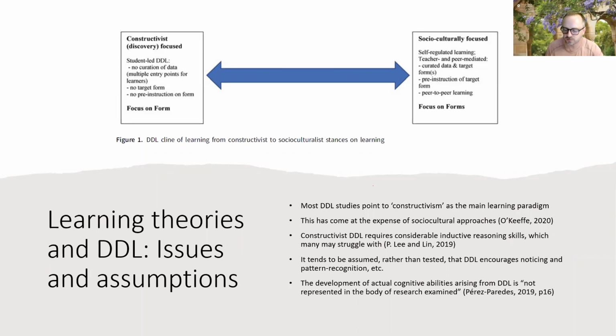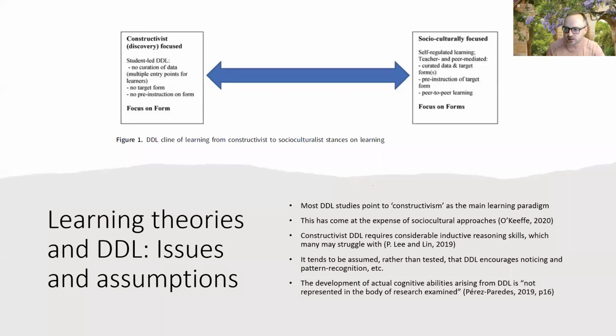For example, one of the more popular paradigms in DDL is Schmidt's noticing hypothesis. Typically in these studies, corpus consultation is successful. Therefore, noticing has happened. And this is taken as evidence that DDL fits perfectly. But where is the actual evidence that the noticing occurred? And to date, we don't have many studies, if at all, that have really shown where and when and how that noticing occurs.